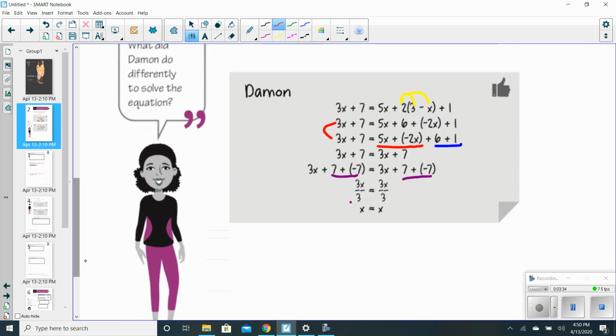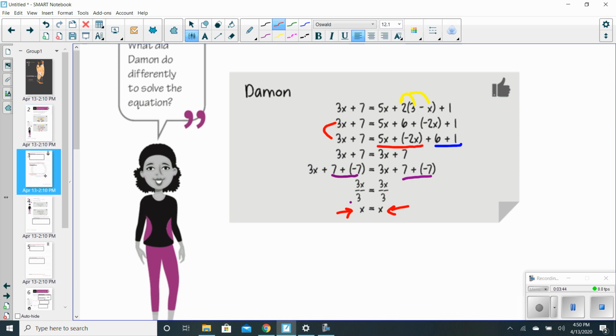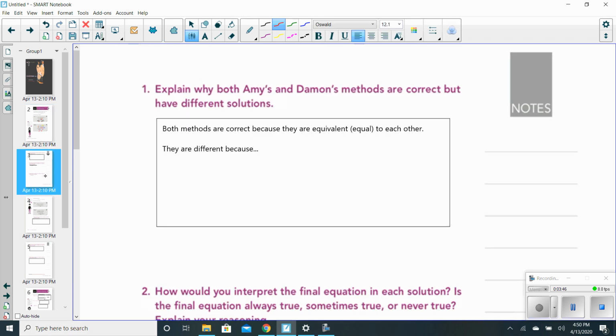Similarly, Damon had x equals x, right? If you're talking about xylophones, you can't say xylophones equals zebras because that doesn't make sense. x equals x. So for this situation, both methods are correct because the answers that they got are equivalent or equal to each other. What I want you to do is write why they are different. So what is the one thing that makes them different from each other? There was one thing and I've already pointed it out to you.